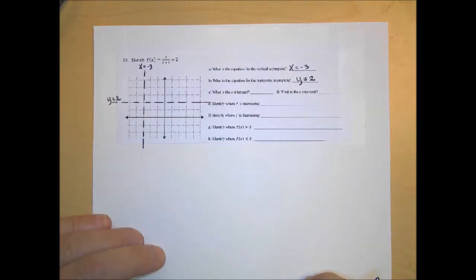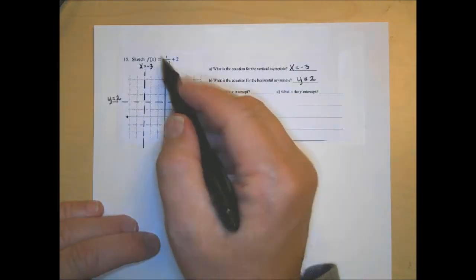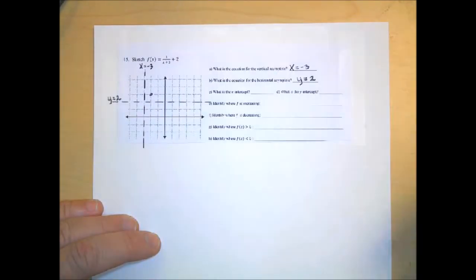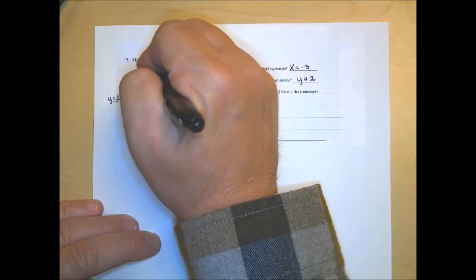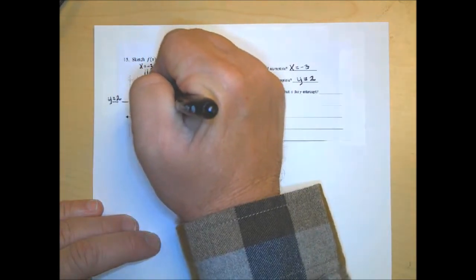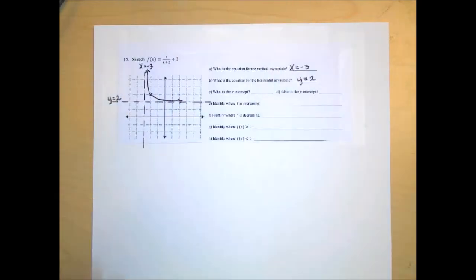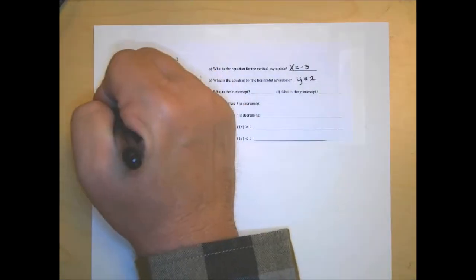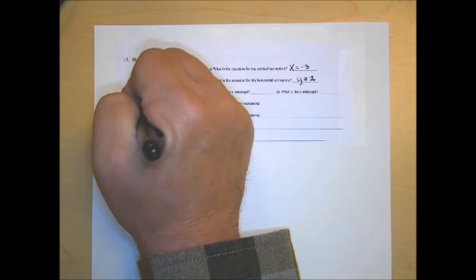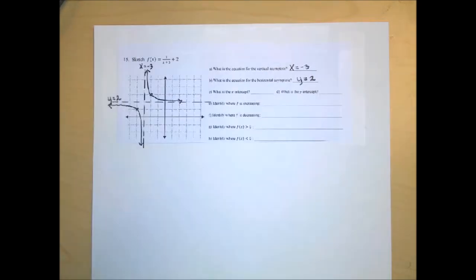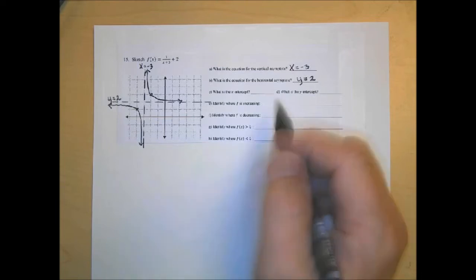Now, because this is a 1 right up here on top of the fraction, all it means is I'm going to go over 1, up 1, and make that point. That's one of my key points. And then the graph does something like that, because remember, it never touches the asymptotes. It just gets closer and closer. Now on this one, it's going to go over 1, down, and it's going to do something like that.